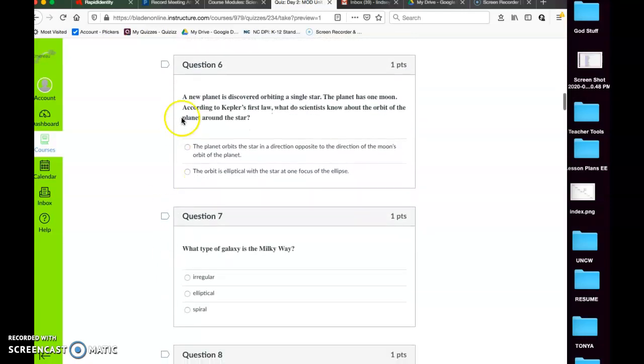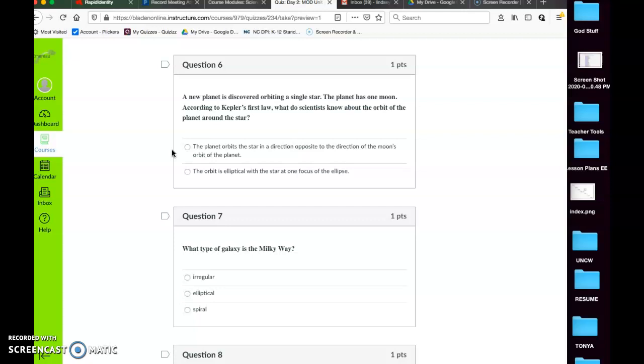Question number 6. A new planet is discovered orbiting a single star. The planet has 1 moon. According to Kepler's first law, what do scientists know about the orbit of the planet around the star? Is it that the planet orbits the star in the direction opposite of the direction of the moon's orbit of the planet? Or is it that the orbit is elliptical with the star at one focus of the ellipse?